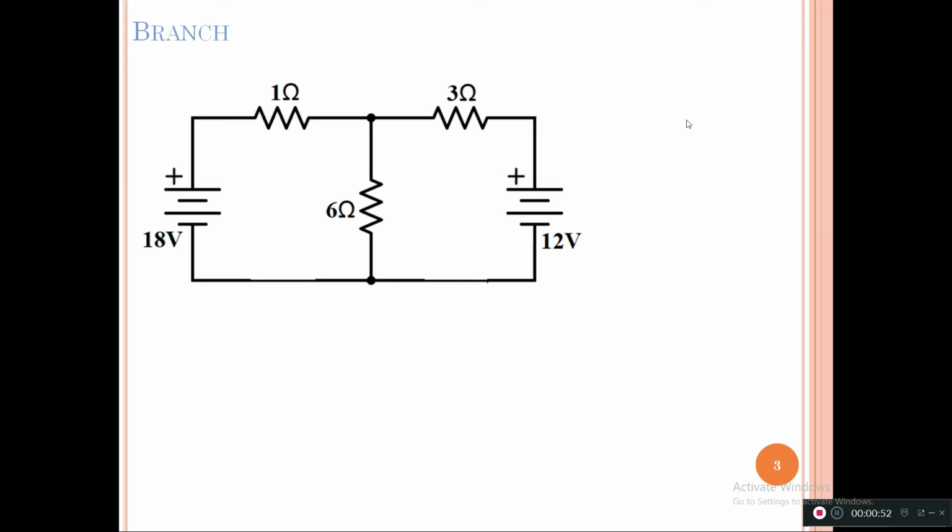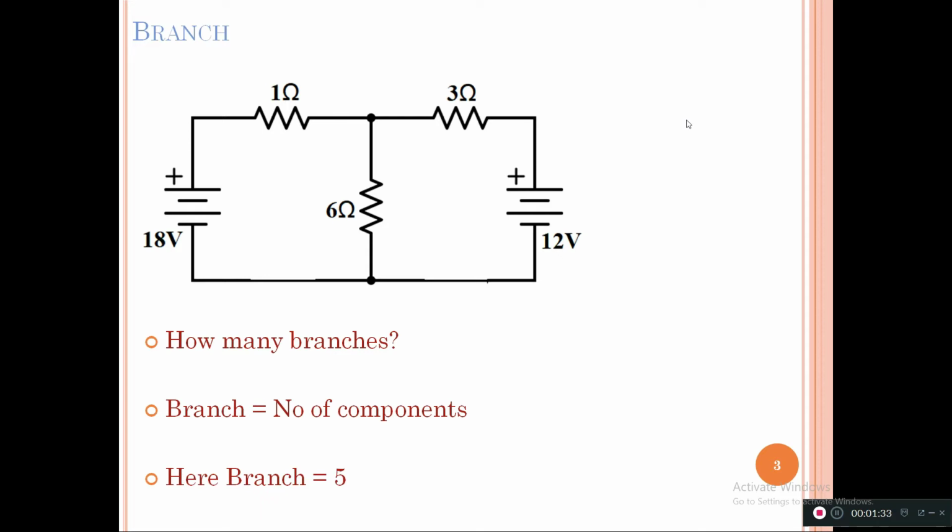As you can see in this figure, there are 5 components available: 18 volt source, 1 ohm resistance, 6 ohm resistance, 3 ohm resistance and 12 volt source. A branch is nothing but a component in any electrical network. So just count the number of branches. Here there are 5 components, so the branch is equal to 5. Branch equals the number of components, and in this particular electrical network the branch is 5.